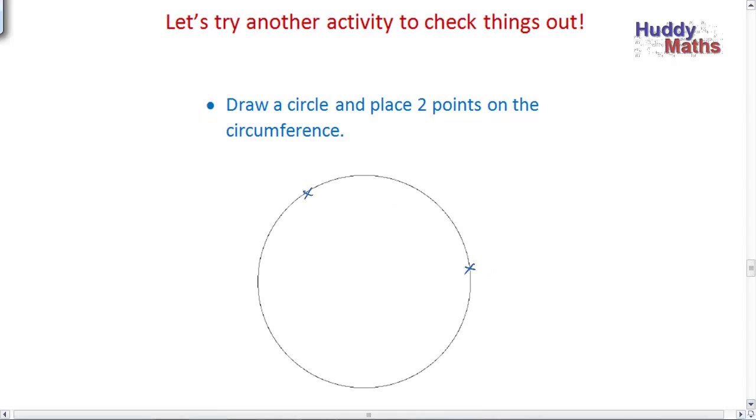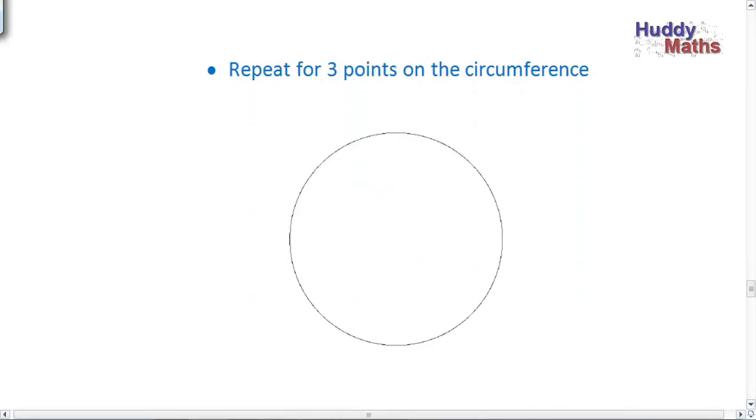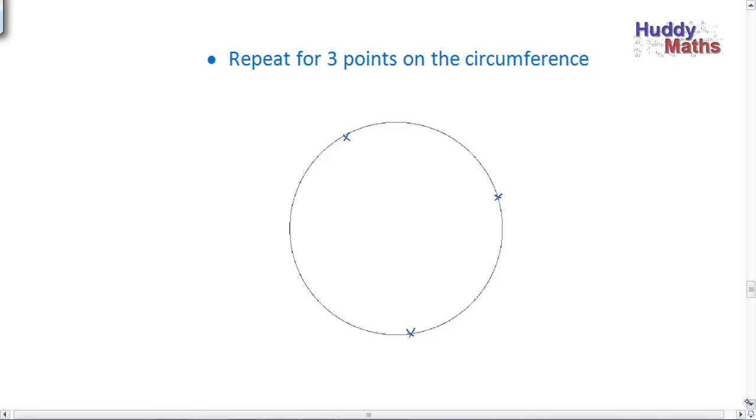Repeat for 3 points on the circumference. Now, there's a separate circle, sorry, I should have said that. Separate circle. So we're going to put 3 points on the circumference of a separate circle. So you now have two circles, one with 2 points on the circumference, one with 3 points.